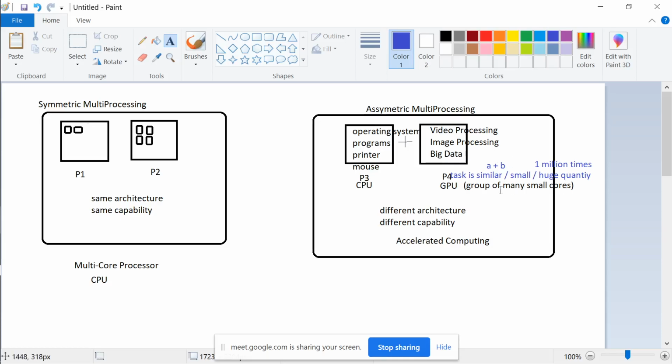They have many small cores compared to your CPUs. Your CPU has a quad core or something, but your GPU will have many cores inside the system, and it can do many tasks at a given time. So we will look into CPU and GPU a little later.